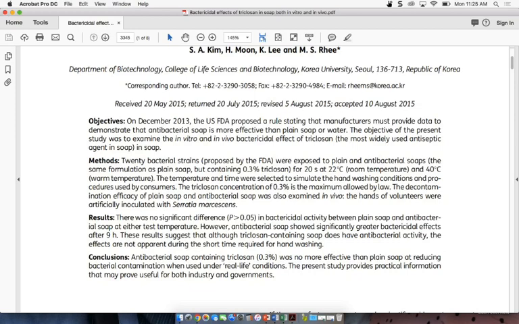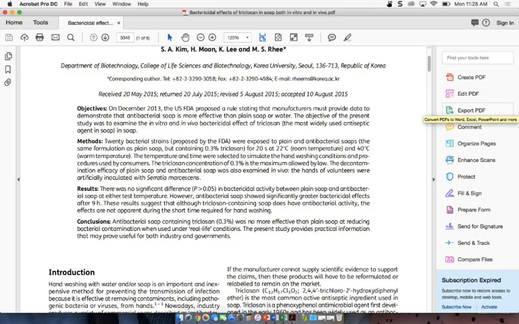Right. So let's go ahead and take a look at the setup. Let's take a look at figure 1.